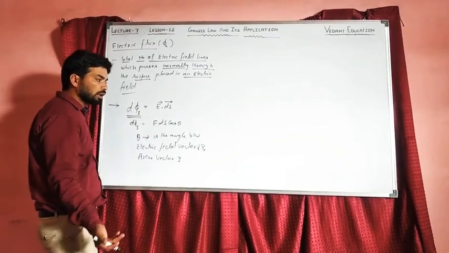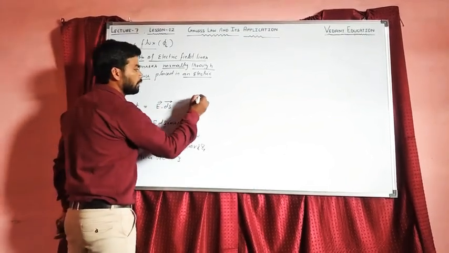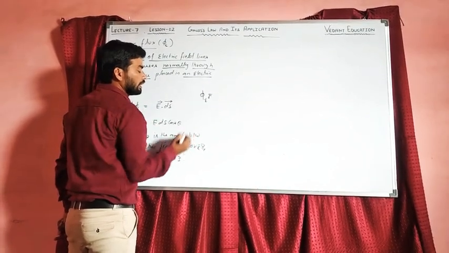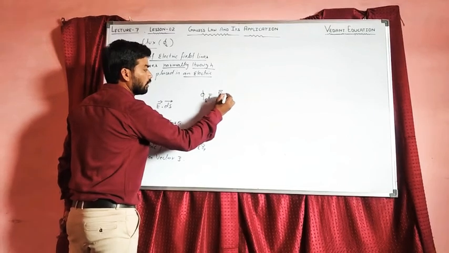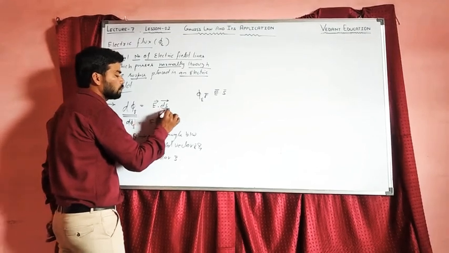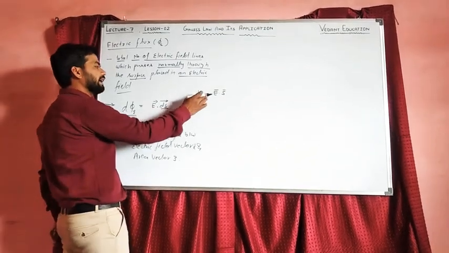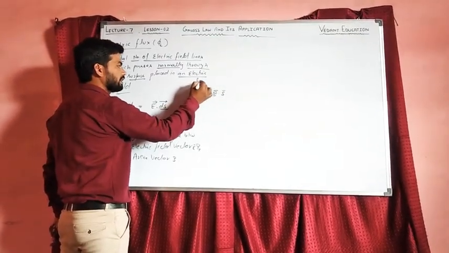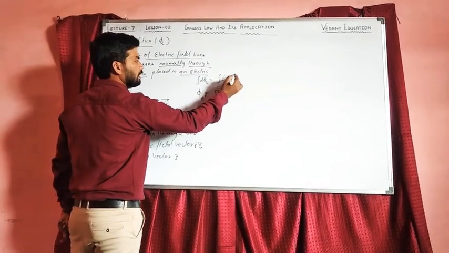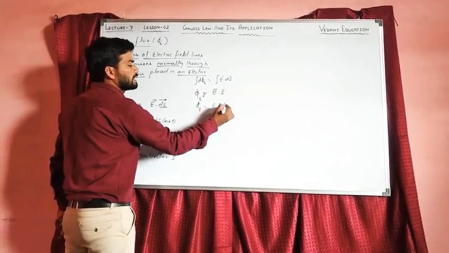If we want to calculate the net electric flux, then on integrating this term you will get phi E equal to the integral of E dot ds, because we are integrating with respect to surface area. It is the surface integral. You can write integration d phi E equal to integration E dot ds, and for a uniform field phi E becomes E S cos theta.